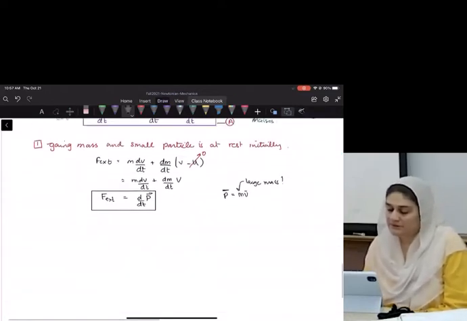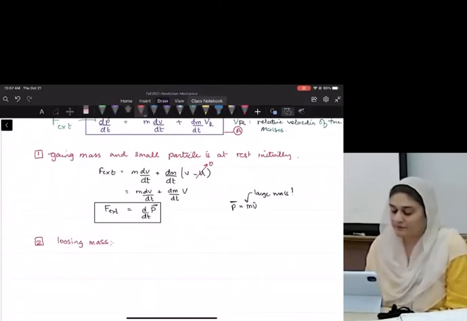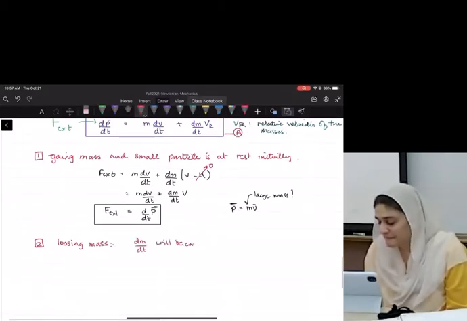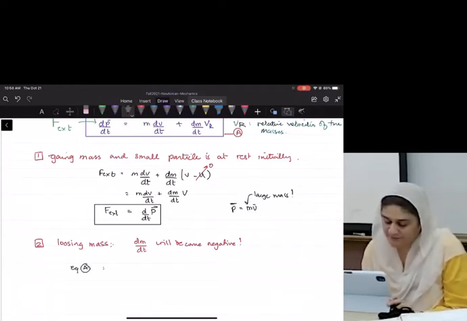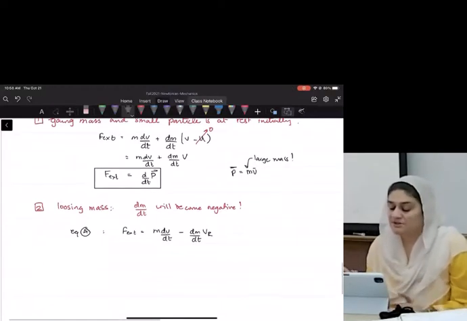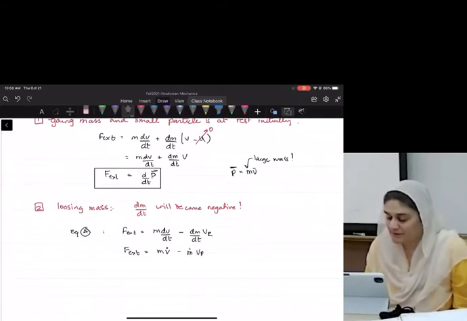Okay, number two. So keep this equation A in mind. Number two, what if you're losing mass? Well, the biggest thing that's going to happen is dm over dt will become negative. So that means I can rewrite equation A from above as F external equals m dv over dt minus dm over dt v_r, which in most textbooks you will see written as m v dot minus m dot v_r.